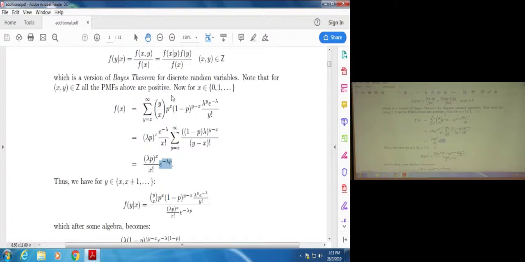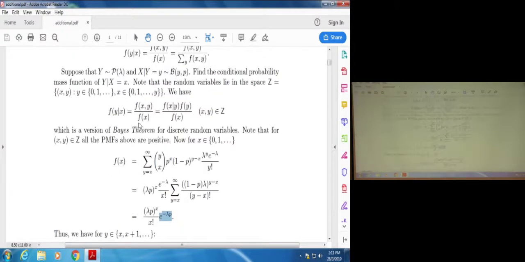Because, as I said, this thing is only defined if x is less than or equal to y, so y must be at least the value of x, otherwise this thing is 0. Okay, so this comes from the support.